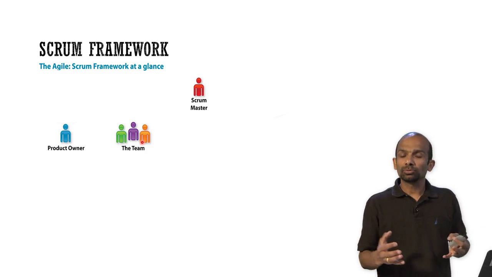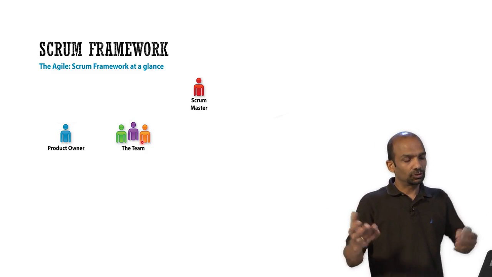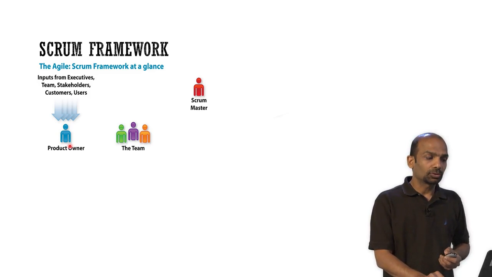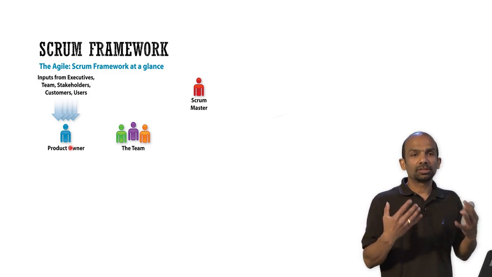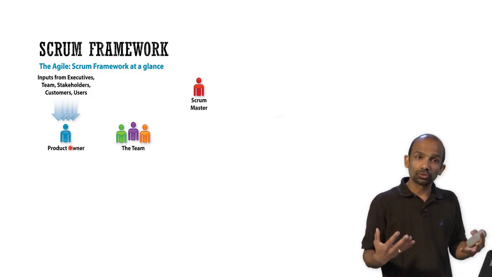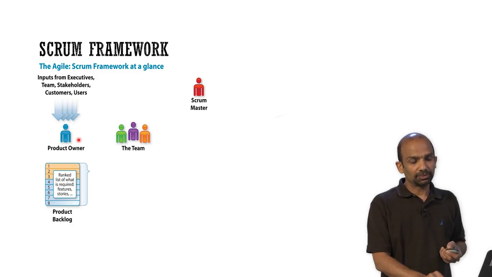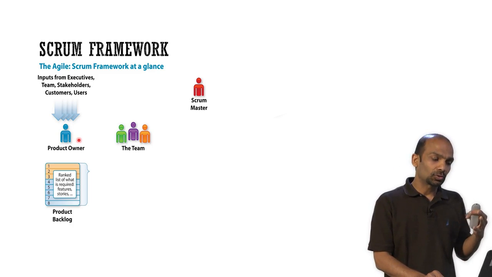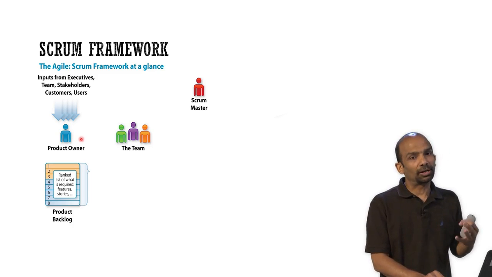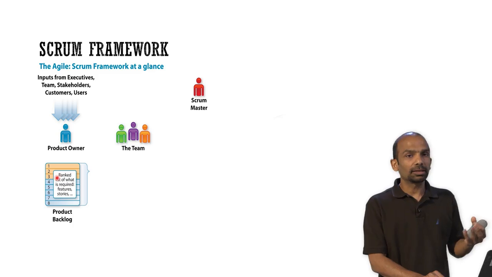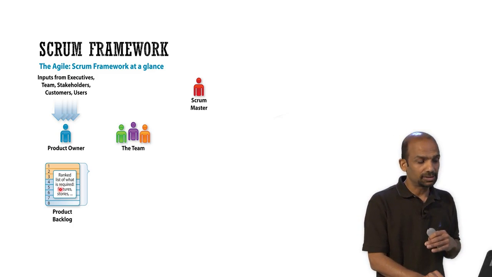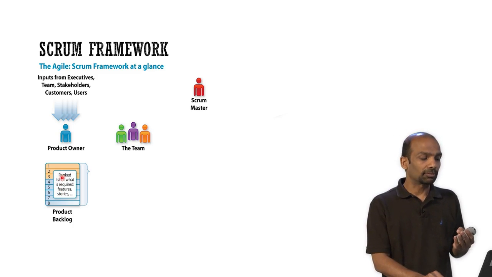So let's see how the job website will be created using the Scrum framework. The product owner is going to talk to the executives, the team, the stakeholders, clients, and users, and will try to define what exactly needs to be built. And that will create something called a product backlog, which is basically a list of user stories which are prioritized and define what needs to be done.